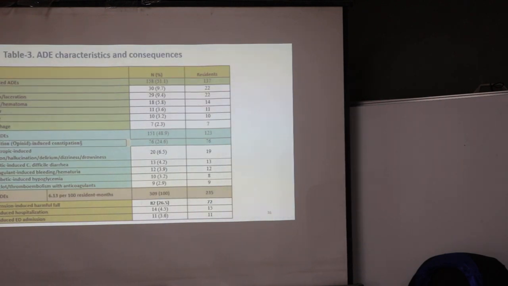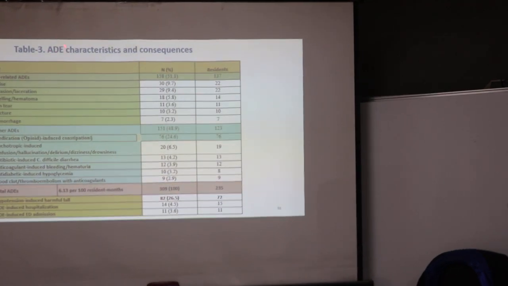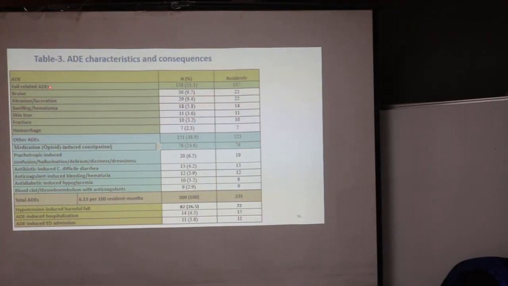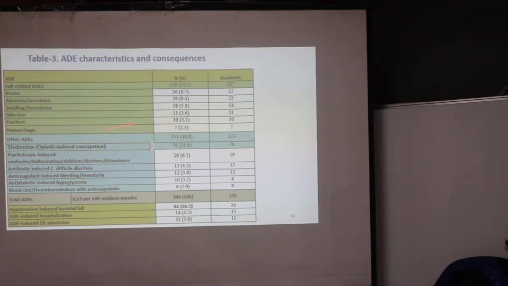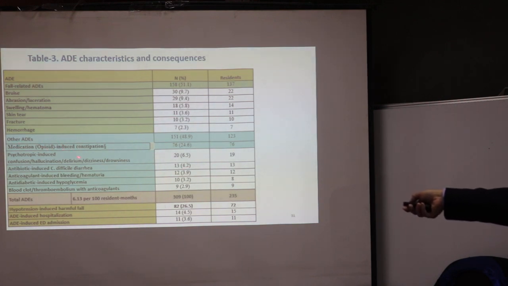This is my description of ADEs. Half of the ADEs, adverse drug events, are related to falls. Falls are caused by what? Caused by the medication they take: psychotropic medication, opioid medication, antihypertensive medication. Among other ADEs, the most common one is opioid. Like half of them were taking opioids.